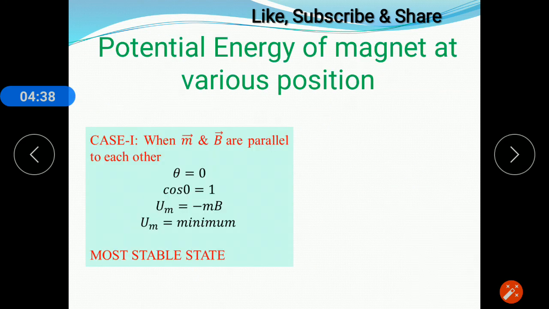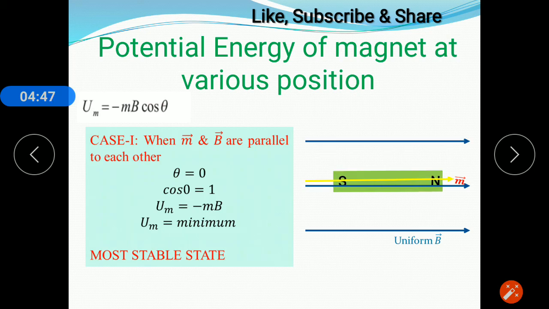Next we see the potential energy of the magnet at various positions. First consider the bar magnet and the magnetic field parallel to each other. That is, the angle between them is 0, and cos 0 is 1. Put this value in the equation of potential energy. We get potential energy minus mB, which is the minimum. So when the bar magnet is parallel to the magnetic field, it will not rotate. This condition is called the most stable state.